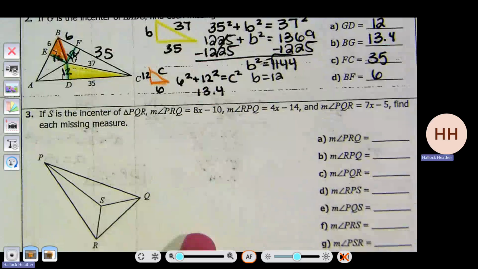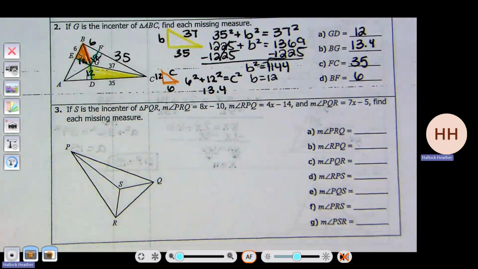Let's do another one. Let's go down to number 3. So take a second. This triangle does not have any numbers. You're going to have to put the information in your picture. So try to figure out where this stuff goes in your picture. Hopefully you're using a pencil, just in case you put it in the wrong spot.